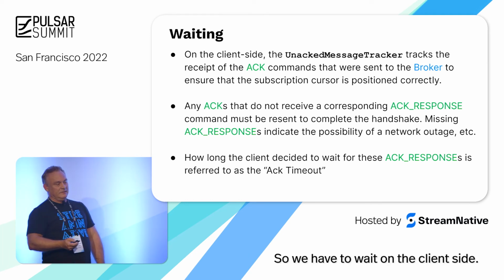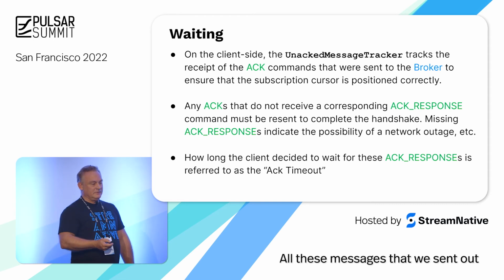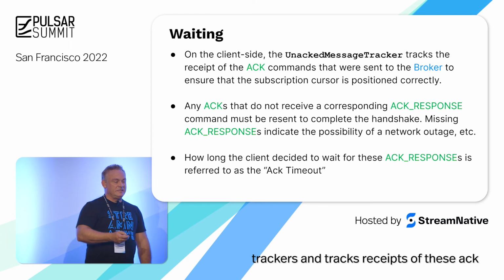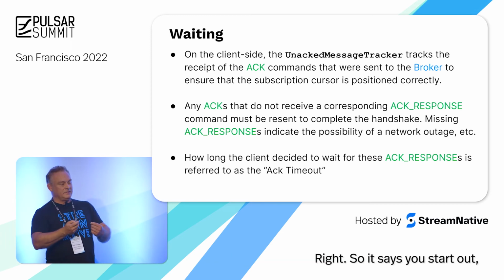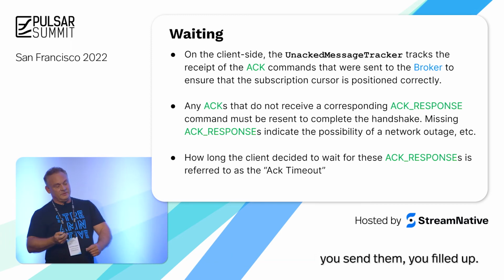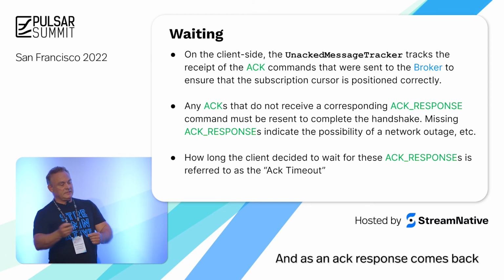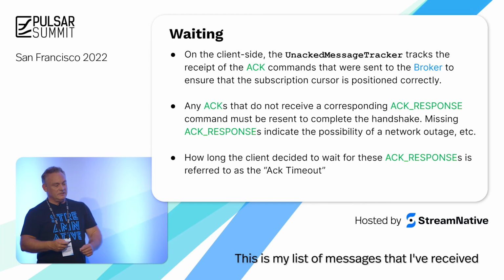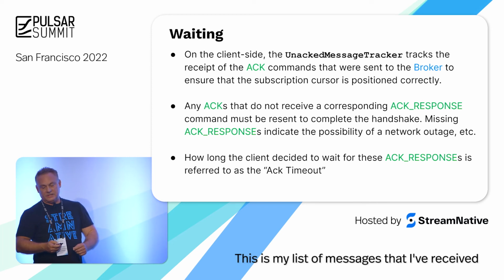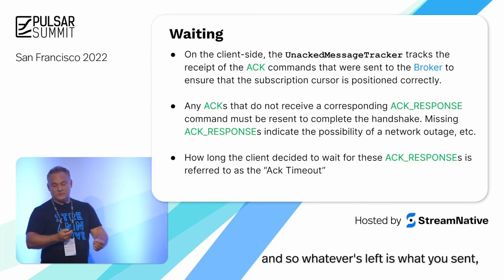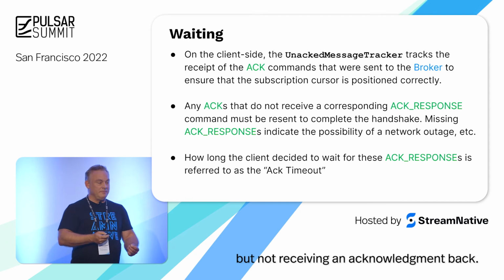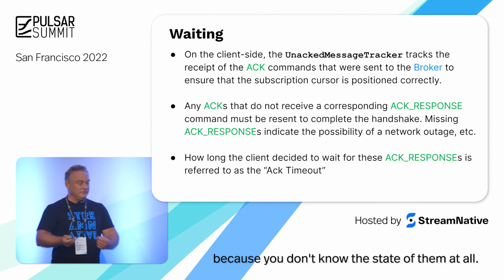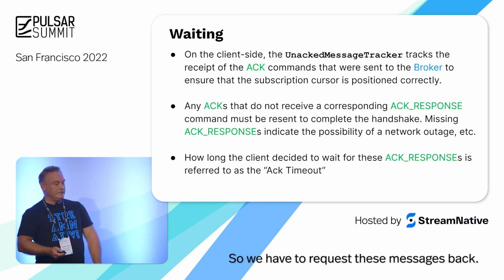On the client side, all these messages that we sent out, when we sent them, we've added to the UnackedMessageTracker and it tracks the receipt of these Ack commands back one at a time that were sent out, right? So it says, you start out, you send them, you fill it up, these are all the messages I sent, and as an Ack response comes back, you knock them off one by one message to say, this is my list of messages that I've received, and so whatever's left is what you've sent but not received an acknowledgement back. These are the ones that have to be redelivered because you don't know the state of them at all, and so you're going to have to request these messages back.